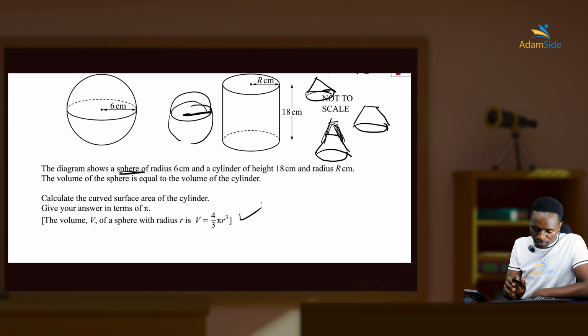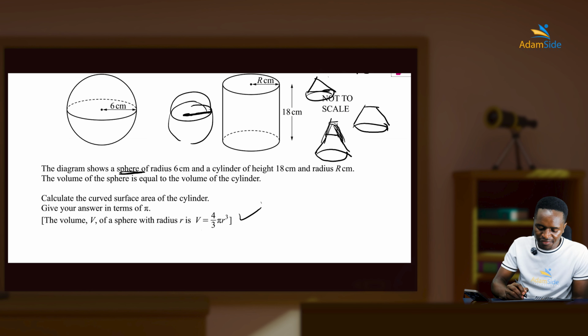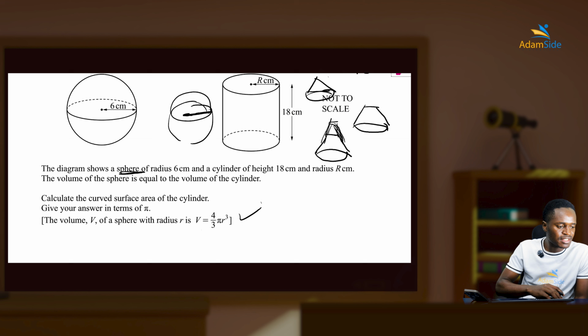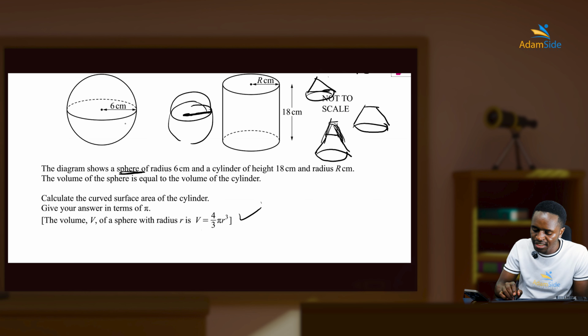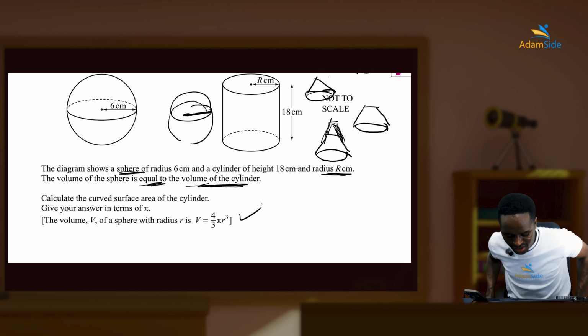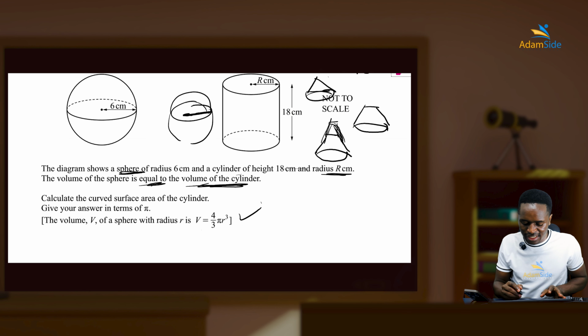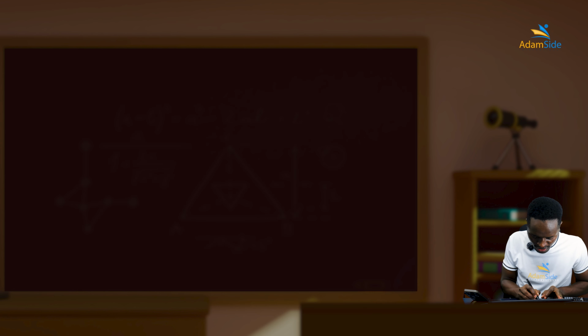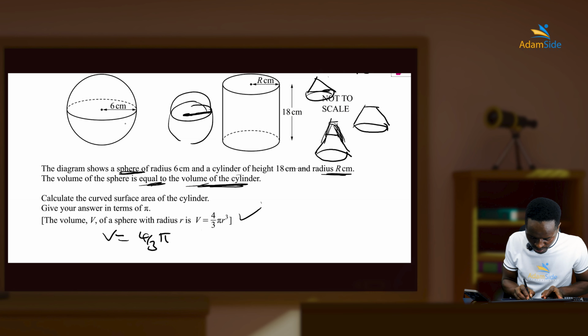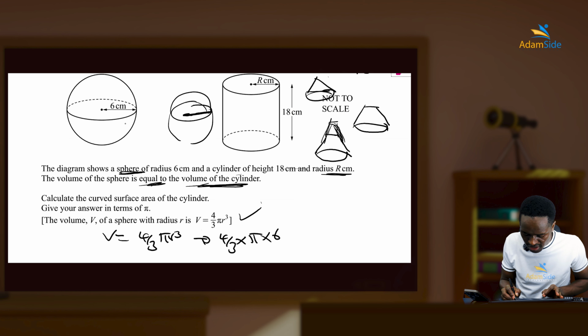That's easy. They say the curved surface of the cylinder. Normally, for the surface area formula, we don't know r. First of all, we don't know r, because the diagram shows a sphere of radius 6 and a cylinder of height 18 and radius r centimeters. The volume of the sphere is equal to the volume of the cylinder. That's the examiner's trick. So let's find the volume of the sphere first. Volume of the sphere is 4 over 3 pi r cubed.